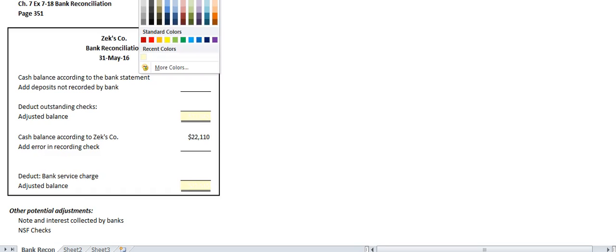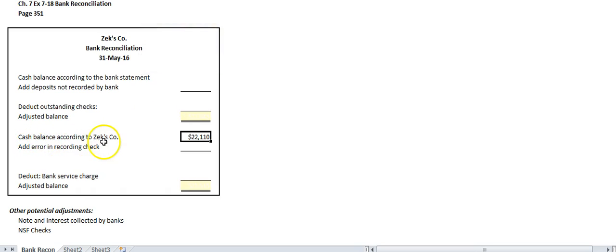So we will put that over here. That's the cash balance according to Zex company, 22,110. And so we're trying to reconcile the cash balance of the company to the cash balance of the bank, which is very important. It should always reconcile. If it doesn't reconcile, then you need to find what the difference is before you close the book for that month, right?